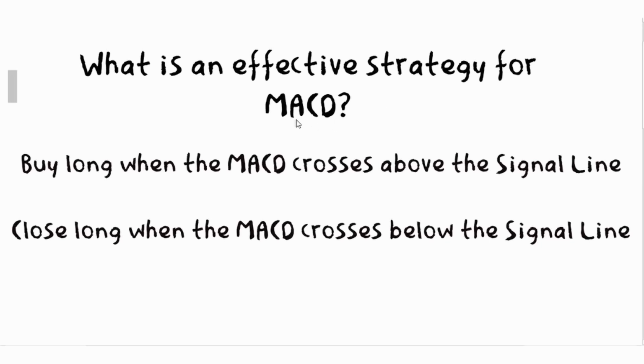Now that we know what the MACD is, what is an effective strategy when trading with a MACD? One strategy that I've found successful is to buy long when the MACD crosses above the signal line and to close that long purchase when the MACD line crosses below the signal line.